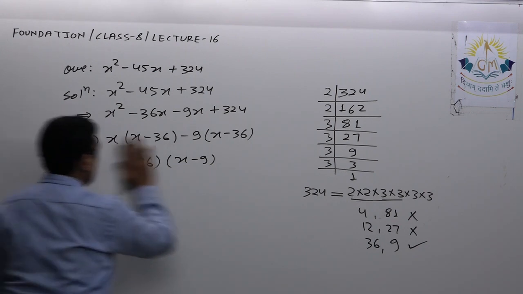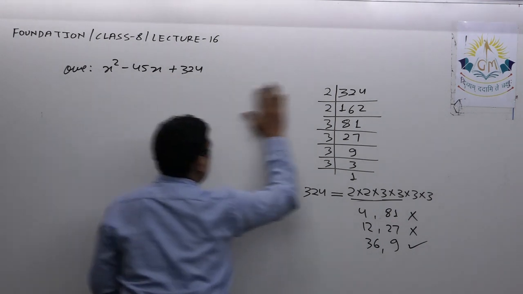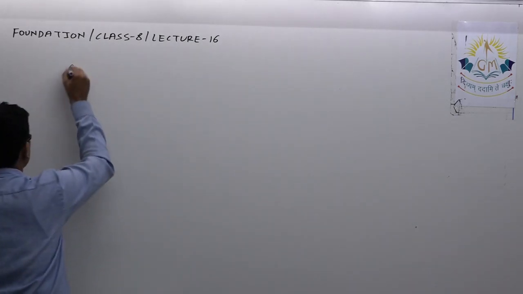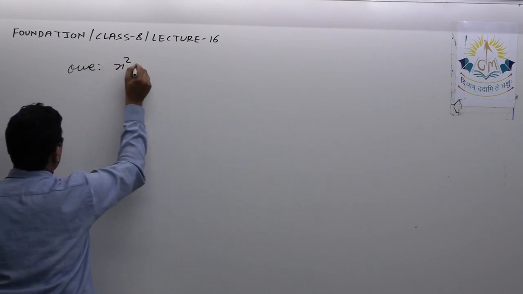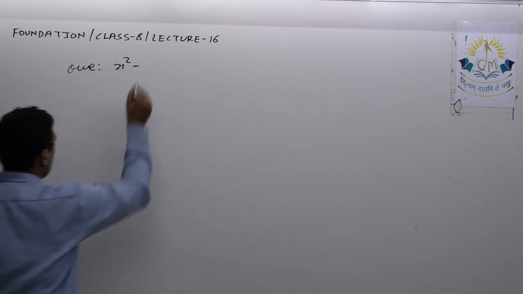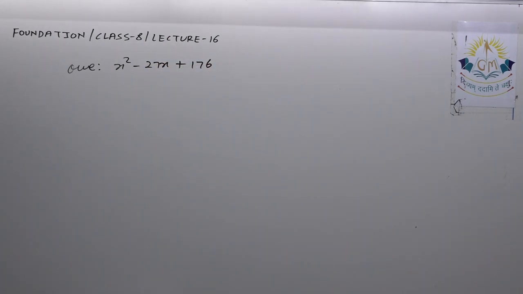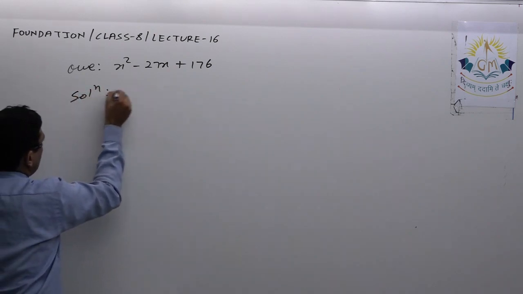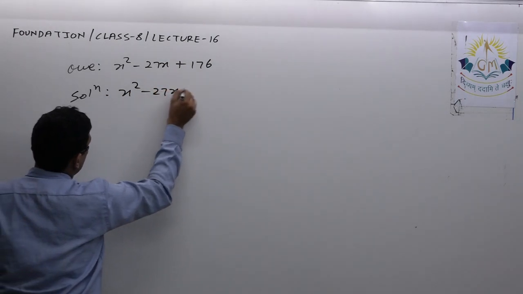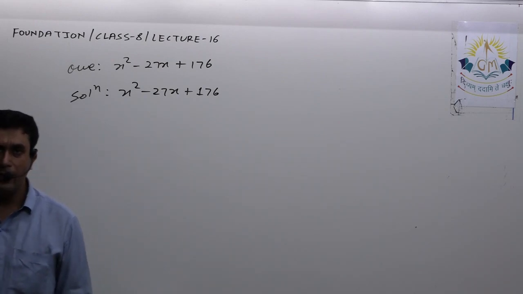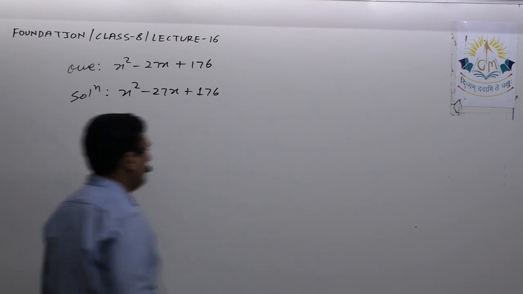Okay, next question. The next question is x square minus 27x plus 176. Here again this is in the standard form, as well as the first term is positive. That means we have to find the factors of 176 to split the middle term. Okay, so let us see.